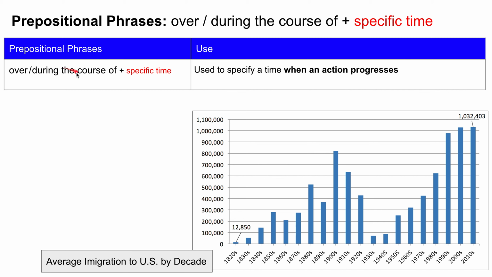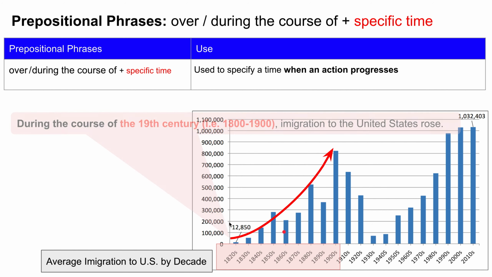We can use over and during the course of plus specific time. This is used to specify a time when an action progresses. So here is from the 1820s all the way up to the 1890s, and we're looking at the 19th century. So during the course of the 19th century, that is from the 1800s to the 1900s, immigration to the United States rose. From the 1800s right up to the 1900s.